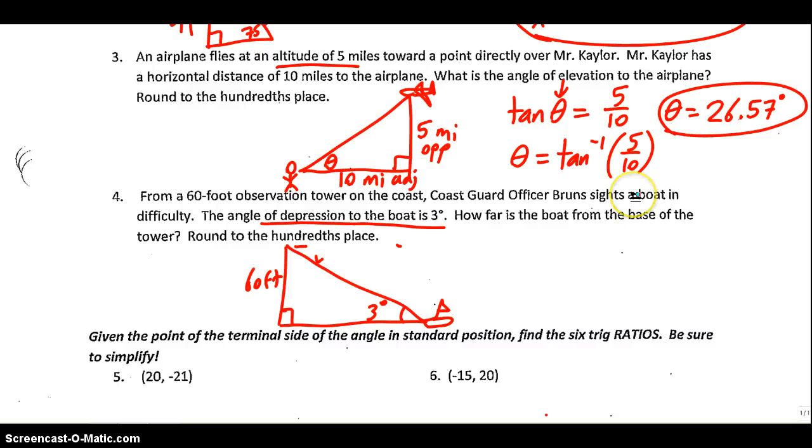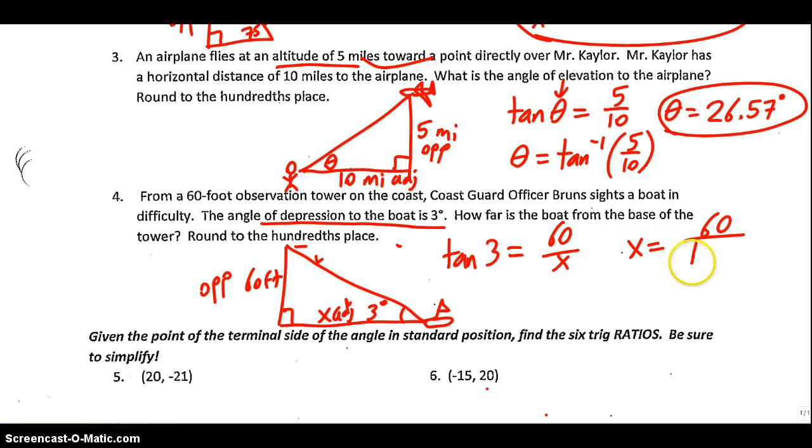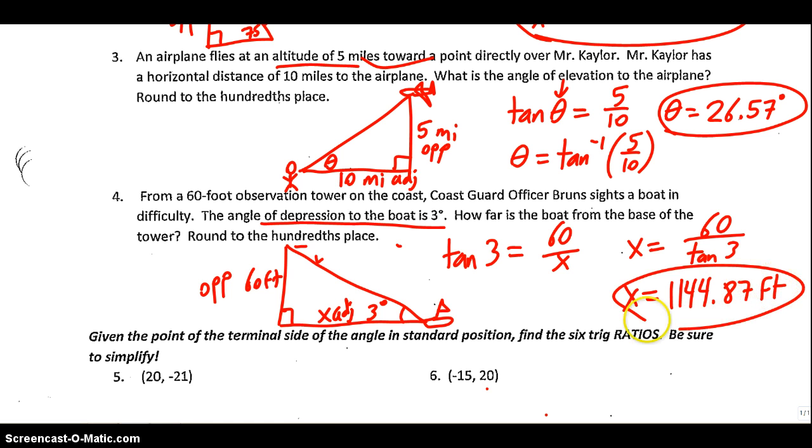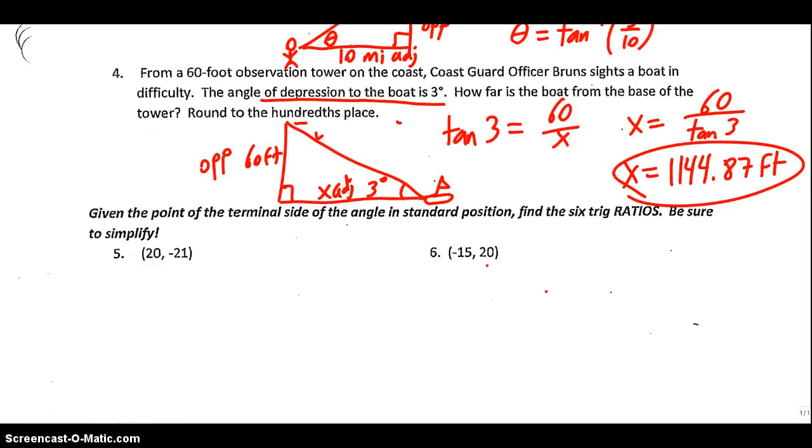Anyway, we want to know how far is the boat from the base of the tower. So you put an X there. Alright, so 60 is our opposite side. X is our adjacent. So again, that's tangent. So tangent of 3 degrees equals 60 over X. Once again, X is on the bottom, so pull the old switcheroo. 60 over the tangent of 3 degrees. Type that in your fancy calculator, and you get 1144.87 feet, which should make sense. If you get an answer that's like, I don't know, 5 feet, then that's way, way wrong. I would hope that the boat's not that close.